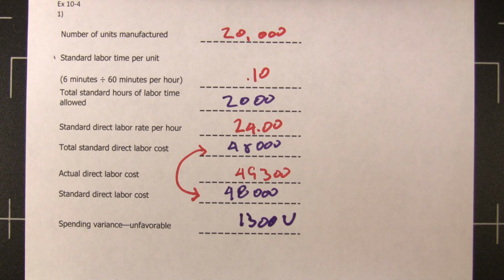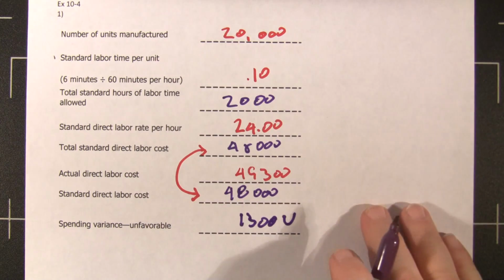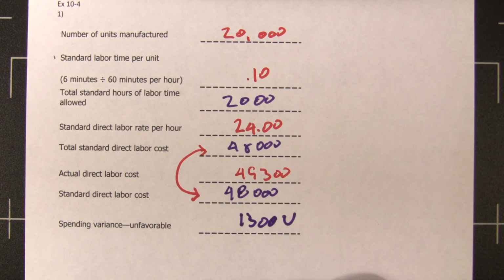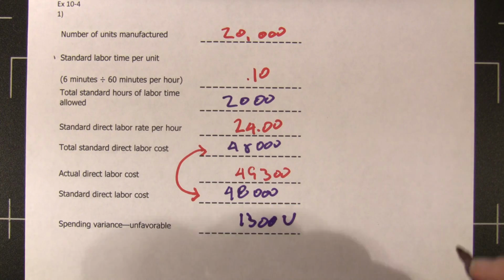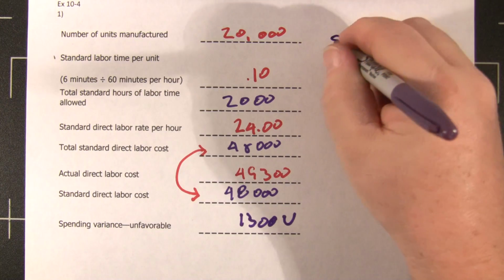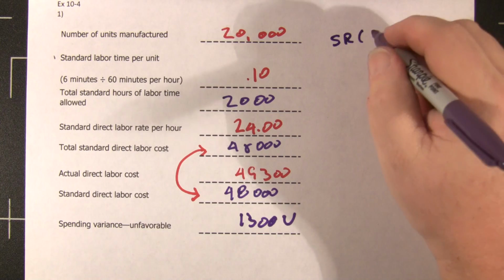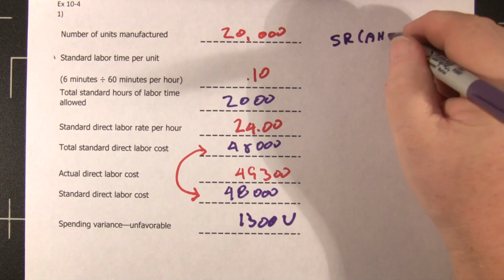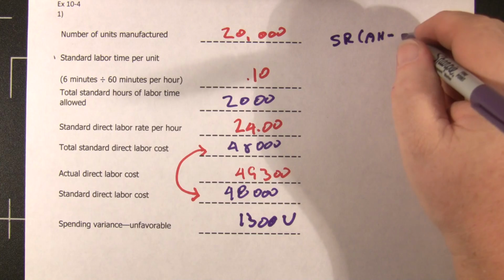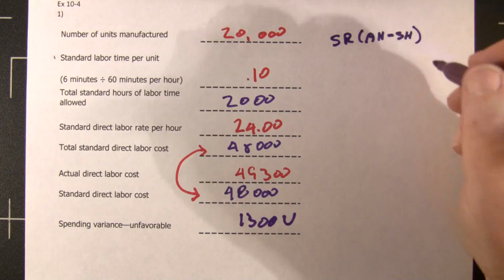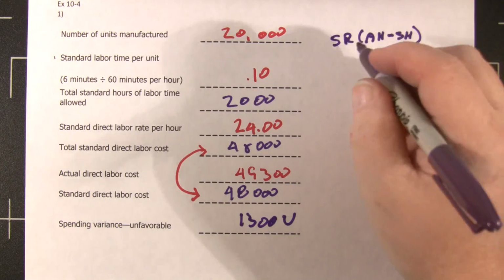Now it asks us to look at the labor rate, the labor spending variance, and it asks us to look at the variable overhead spending variance. So I have enough room on this one side of the paper. What I'm going to do is use the formula method instead of the table form. So the labor efficiency variance is the standard rate times the actual hours minus the standard hours.